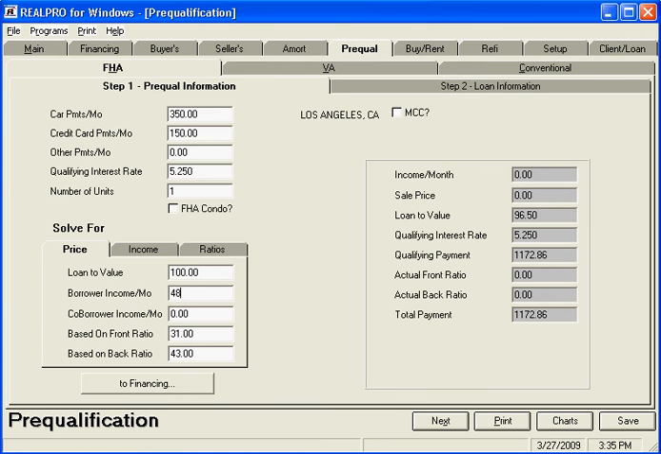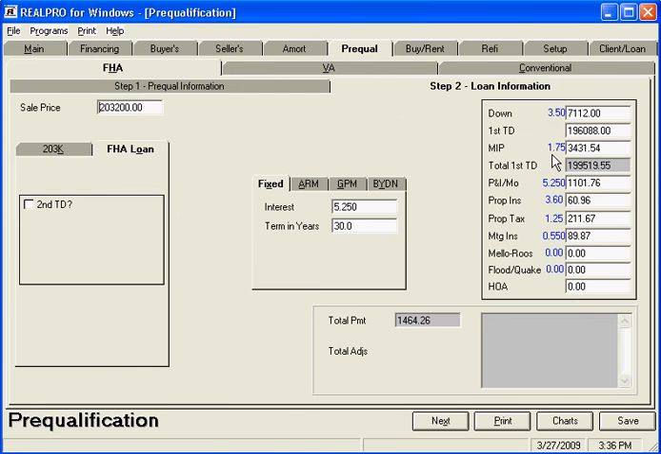We're going to put in $4,800. No co-borrower income. The front ratio is based on 31 and the back on 43. And those are the FHA guidelines. Yes, they can be pushed and they can be changed depending on extenuating circumstances. But for this purpose, we're going to go with the guidelines. So 31/43 gives us a sales price of $203,200.